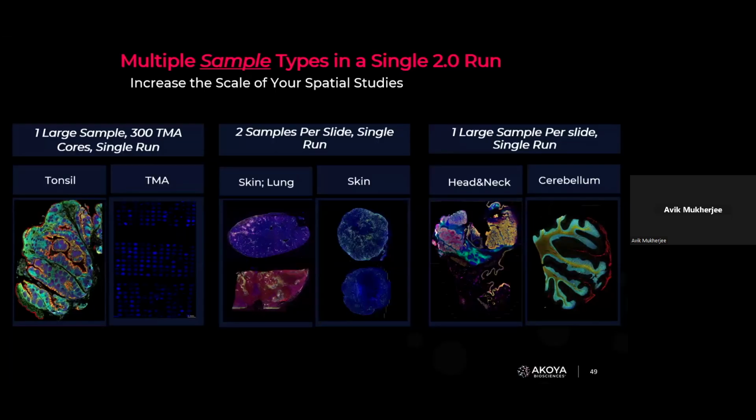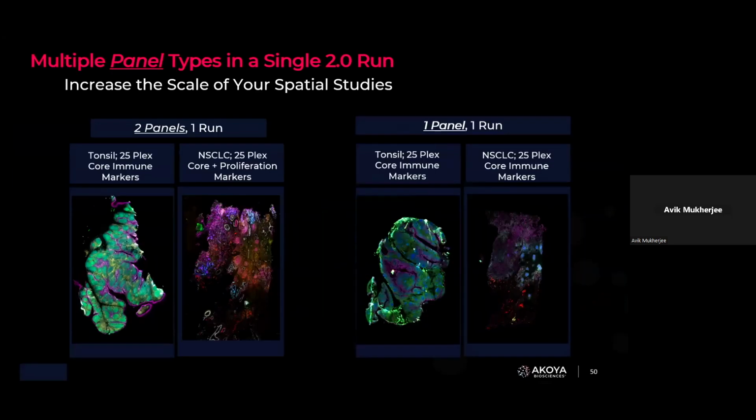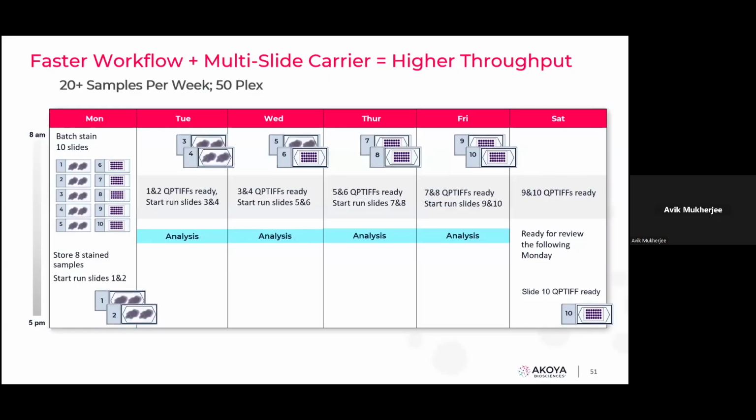With 2.0, as I said, you can run a single large tissue. You can do TMA. Our imager has a TMA-specific algorithm which recognizes each core and scans them as a TMA. You can do 2 different types of tissue on the same slide. So whenever you look at the cost of running a sample, it's per slide because of this huge area. You can run multiple samples on the same slide, or you can run huge chunks of tissue. You can run 2 panels for 2 different slides, or you can run 1 panel for 2 different slides based on your need.